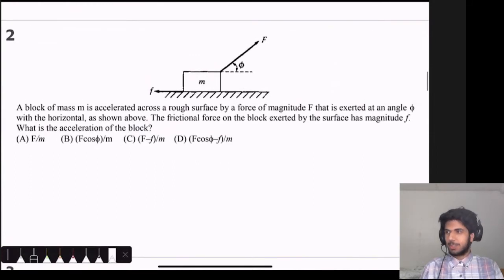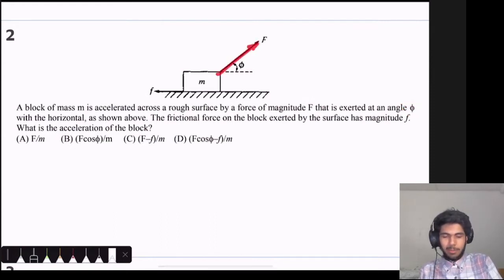And we're hit with a multiple choice question, the favorite of many, including myself. So, a block of mass m is accelerated, okay, accelerated, that seems important, across a rough surface. Usually when we see the words rough surface, we think that there is friction present, by a force of magnitude F that is exerted at an angle phi with the horizontal as shown above. Okay, so someone's pulling with this force F, and there's this angle phi made with the horizontal.